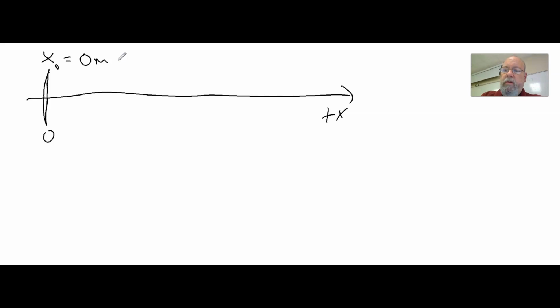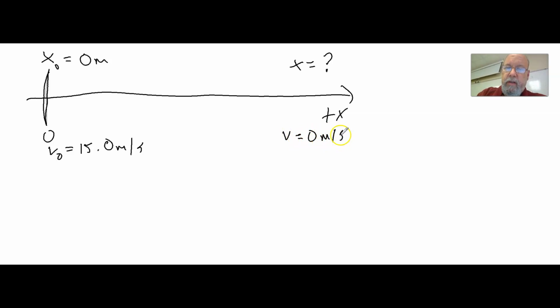We are not told what the final distance is or what the final position is, so we can put a question mark there. Okay, we're told that our initial velocity when the driver hits his brakes, v0 equals 15.0 meters per second. And we know that when we come to a stop, our velocity is 0. So our final velocity is 0 meters per second.